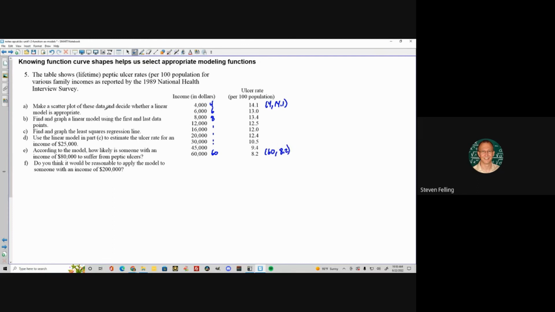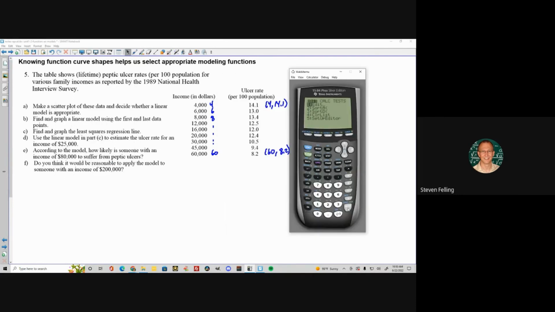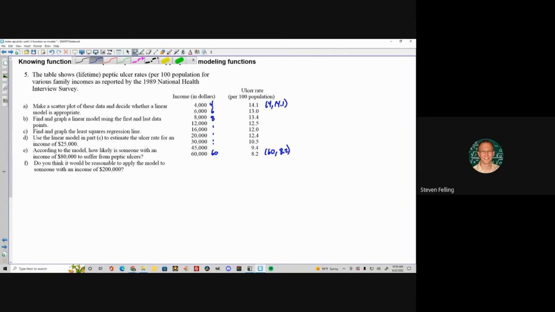Okay, this says make a scatter plot and decide whether or not a linear model is appropriate. Now we reviewed this on the first day, but if you take data and enter it into lists, you say stat, edit, and you enter x's here and y's here. Then you can go into second Y equals, turn on a statistics plot, and set it to be a scatter plot. Let me get rid of these. Then you can say zoom 9 to display it and see the shape of the data, which does indeed look linear. So it is appropriate for me to use a line to model this data.